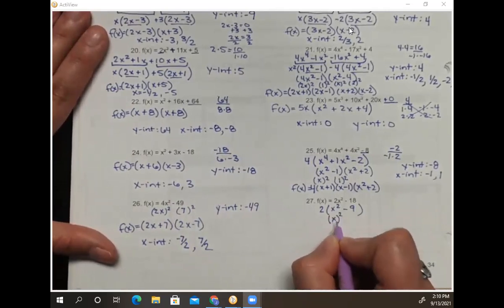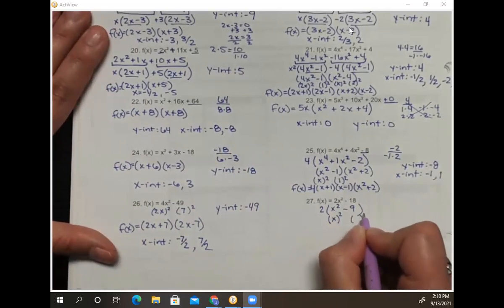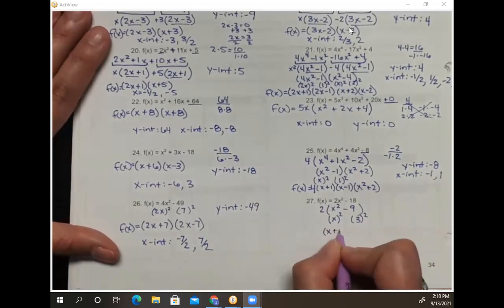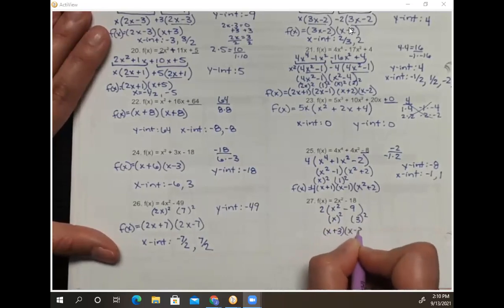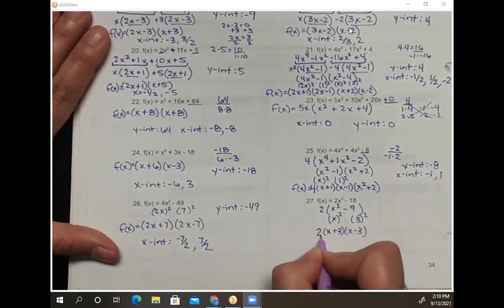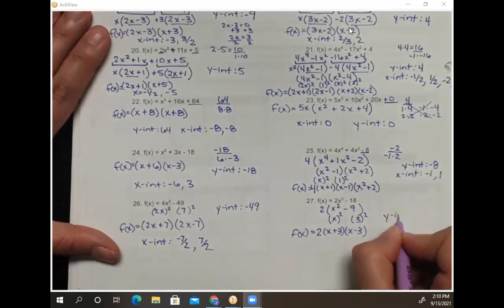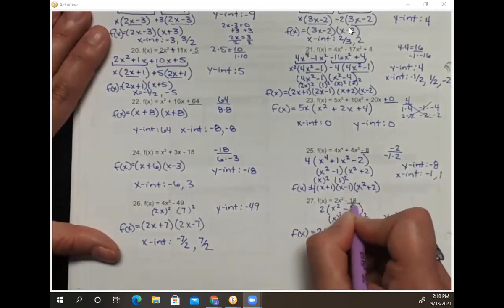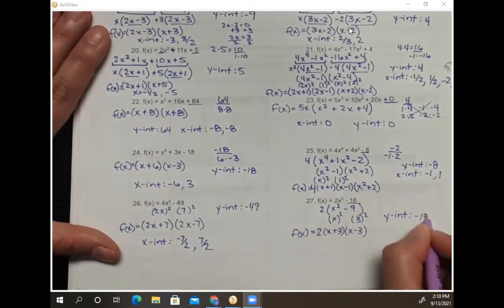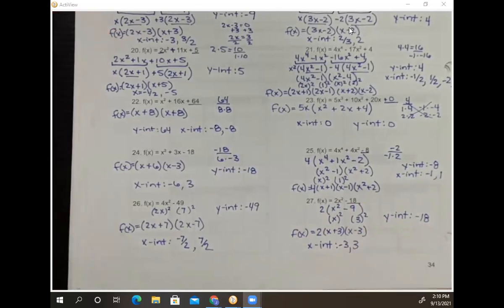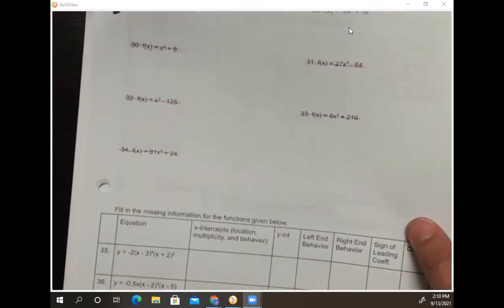So I would square x to get my first term. I would square 3 to get my second term. So this would be (x + 3)(x - 3). And then don't forget your GCF from the beginning. There's my factored form. Our y-intercept, again, comes from standard form. That's -18. And our x-intercepts would be -3 and +3. And we'll go ahead and do our last couple of factoring problems on the top of page 35.